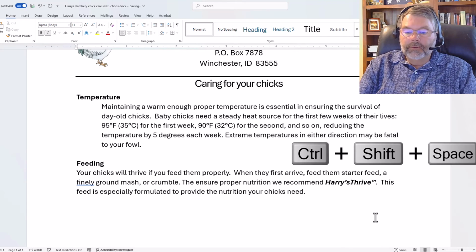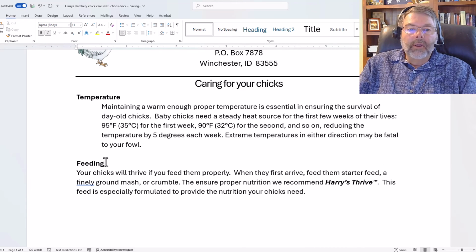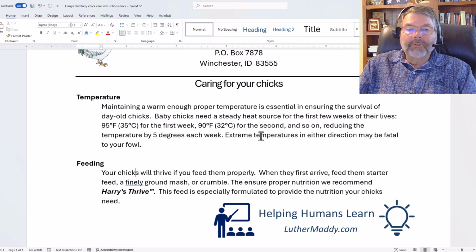So we'll delete the existing space, and now to put in a non-breaking space, it's Control, Shift, and the space bar. Again, doesn't appear any different here, but now if we go ahead and indent the paragraph, Harry's Thrive is together because that's a non-breaking space. All right, so again, a very simple little feature that you can use in your own documents in Microsoft Word. Non-breaking hyphens and non-breaking spaces.